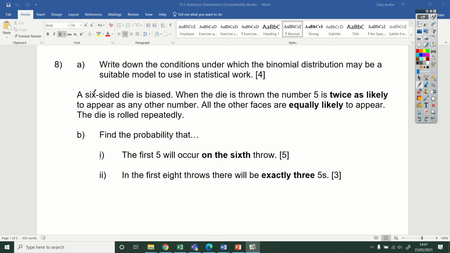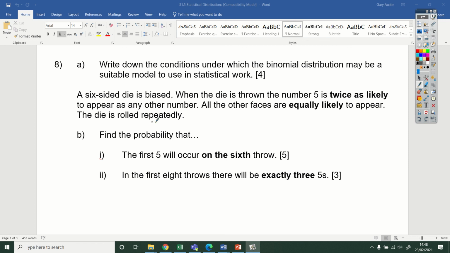Now you've got to read this carefully. A six-sided die is biased, and the die is thrown. The number 5 is twice as likely to appear as any other number. So from that, you should then be able to work out probabilities on that die, as to what could occur when you roll that once. All the other faces are equally likely to appear. Again, that's going to help you work out some probabilities.